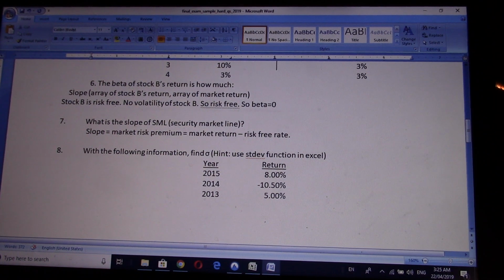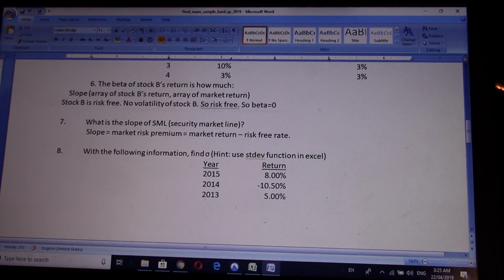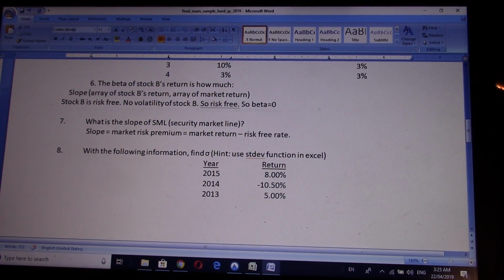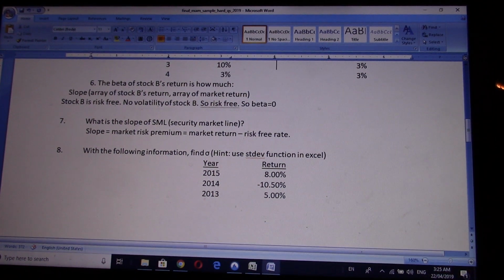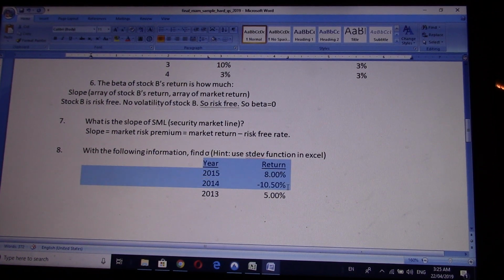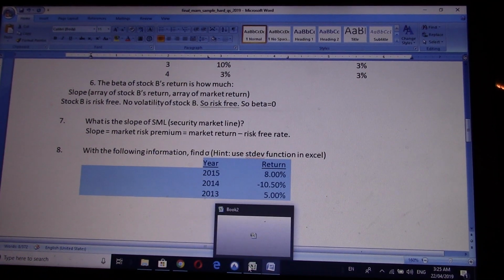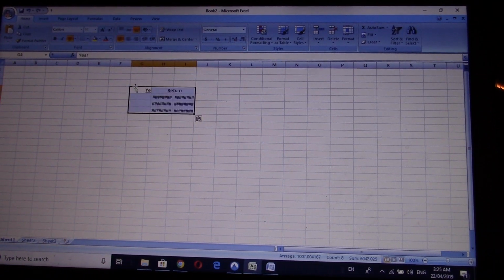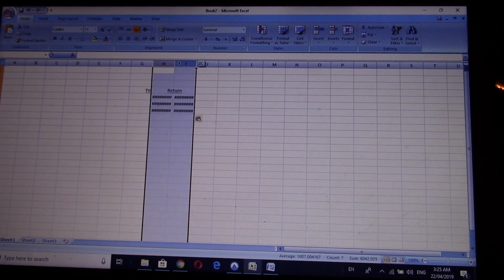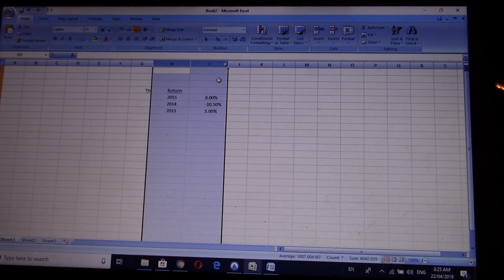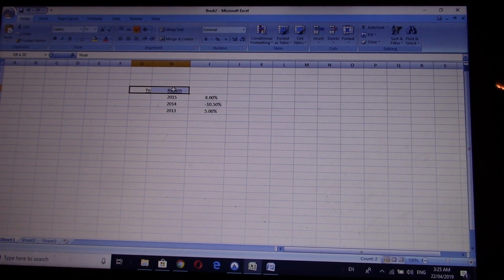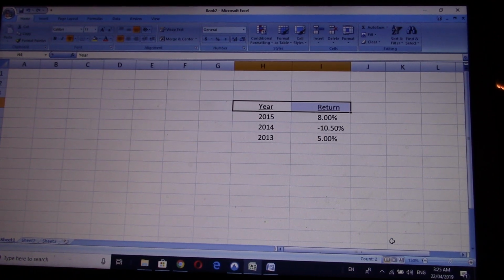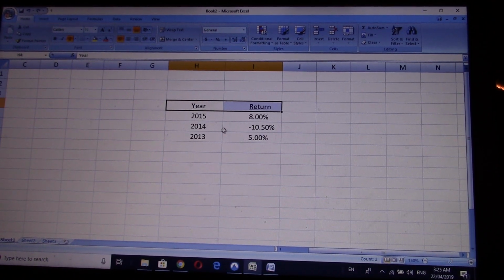Question number 8. We didn't do any exercise using this one, but you can calculate the standard deviation using the stdev function in Excel. Let me show you how to do that. You know the standard deviation equation. For example, this is a question. It's asking you how much is the standard deviation of the stock.